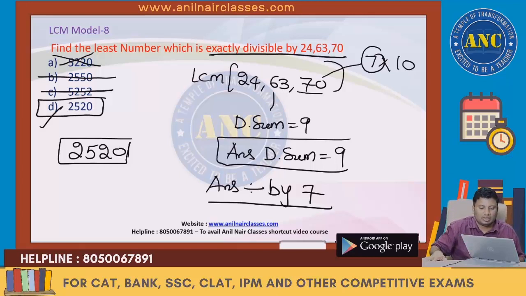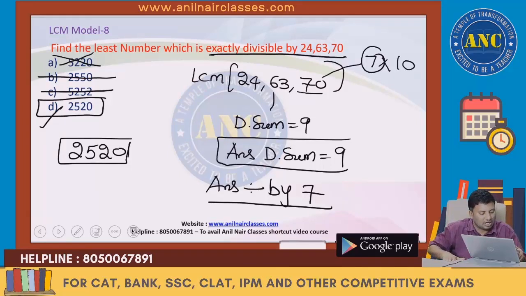If you do that smart work, you will get the answer. I hope the idea is clear. Answer digital sum should be 9. 2550 is out. 2550 is out. I hope it is clear.